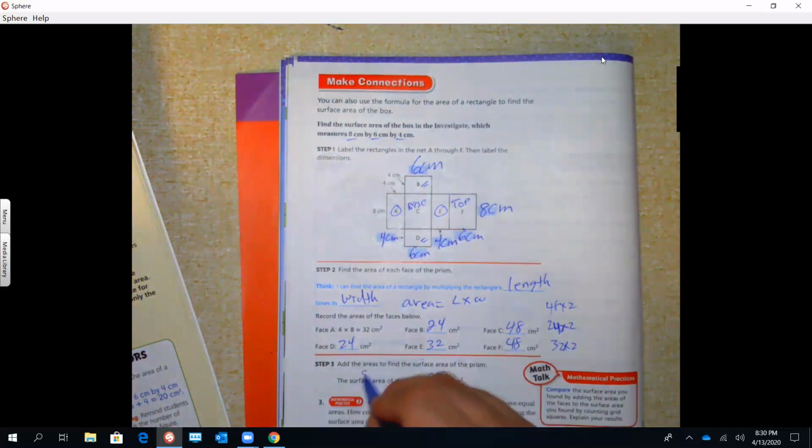And the surface area of the prism is 208. Remember, you have to find the sum. And sum is to add. So add them all up. Add up 32, 24, 48, 48, 32, 24. Pause as you need it.